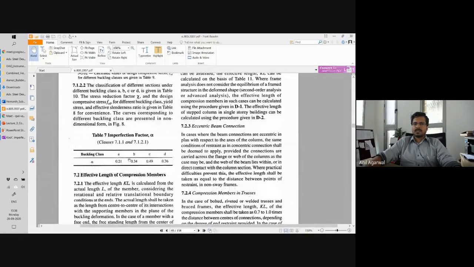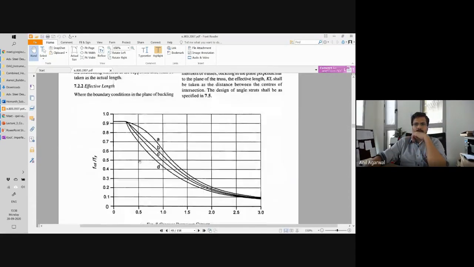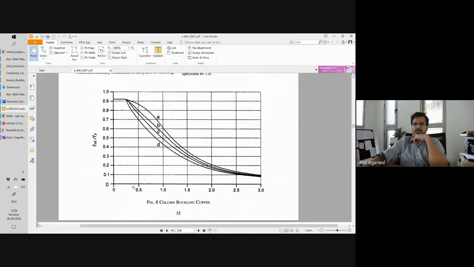Okay, so alpha values are given for different buckling classes A, B, C, and D. And what do these buckling classes correspond to? You have taken the class already in undergraduate, so you should know. These are the different curves that are given for slenderness. So as the slenderness of the column increases, this is the lambda value on the horizontal axis, the column capacity decreases. And for different buckling classes, A, B, C, and D.